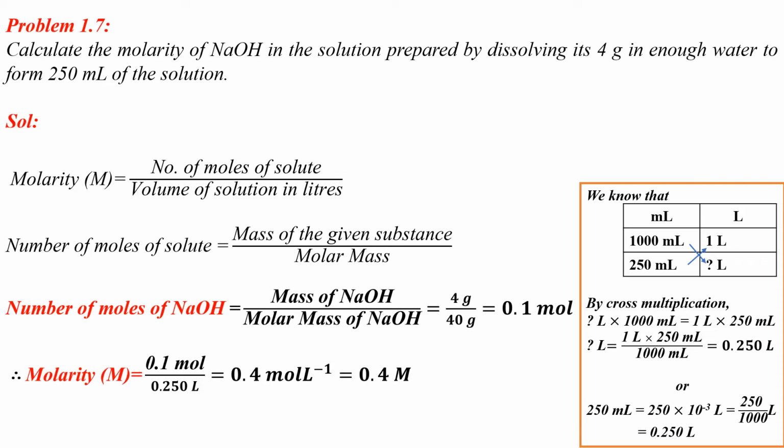So substituting the values of 0.1 mole and 0.250 liters in the formula for molarity, you get an answer of 0.4 mole per liter. Mole per liter is nothing but capital M. It is equivalent to capital M. So the molarity of sodium hydroxide solution prepared by dissolving 4 grams in 250 ml of solution is 0.4 molar.